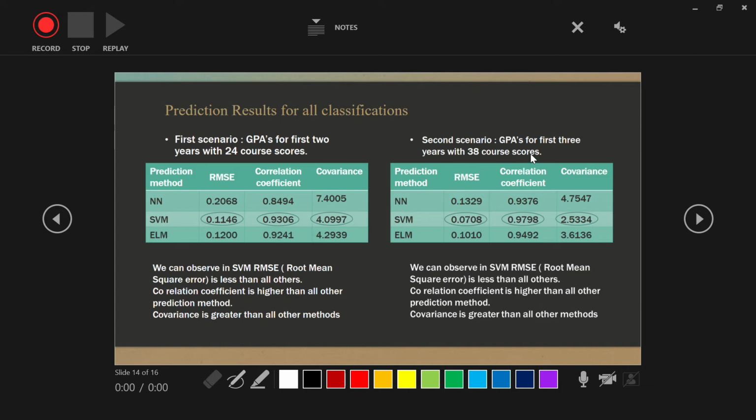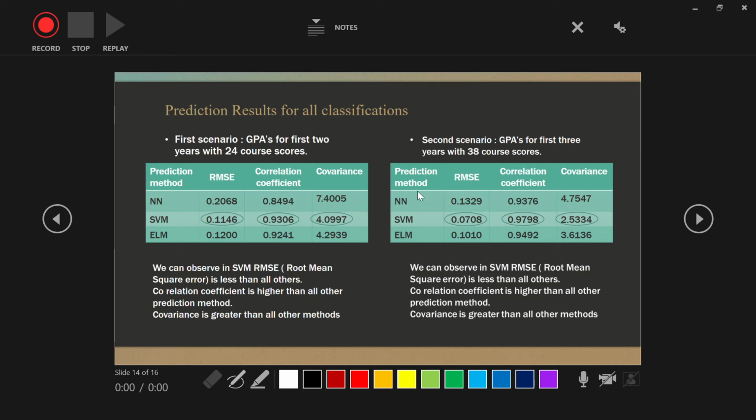In the same way, when we consider the 3 years with the 38 course scores, the root mean square error is very low in SVM, the correlation coefficient is very high, and the covariance is very low. It says that SVM is a better predicting model in this scenario.